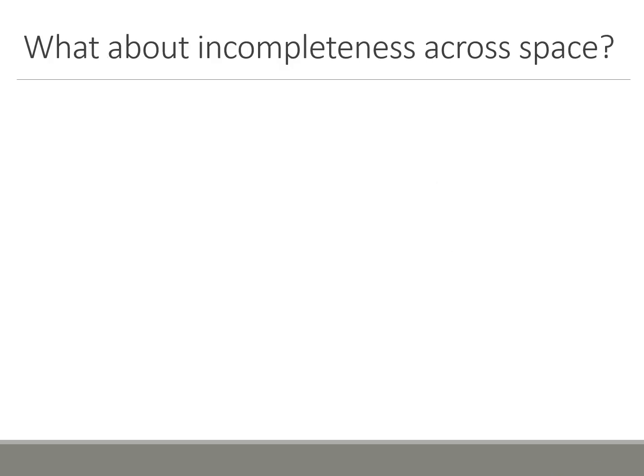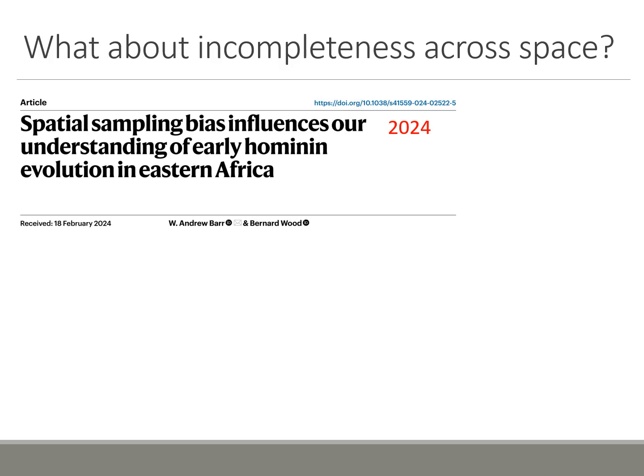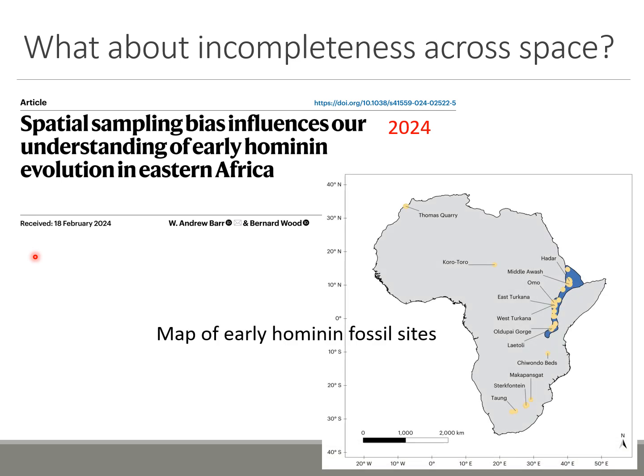Okay, what about incompleteness across space? This is hot off the press, published by these two researchers: Spatial sampling bias influences our understanding of early hominin evolution in Eastern Africa. This study did a number of things, but it noted that the early hominin fossil record is pretty much concentrated in Eastern Africa and Southern Africa, and a smattering of sites, one here in Central Africa and one here in Northern Africa.